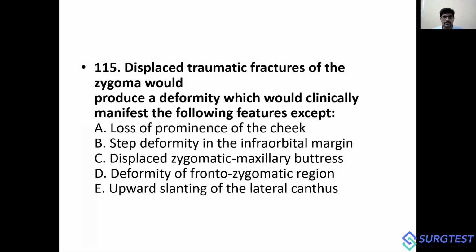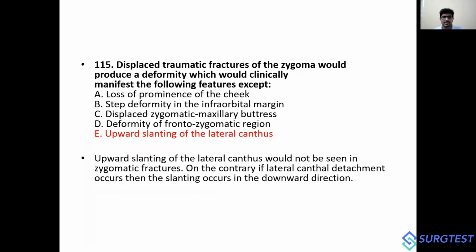Next question is, displaced traumatic fracture of the zygoma would produce a deformity which would clinically manifest the following features, except. They are asking about the clinical features of the zygoma: the loss of prominence of cheek, that is malar effacement, and the step deformity in case of infraorbital margin. If the fracture is associated with the IOR, then definitely the patient can feel a step in the margin of the infraorbital region. Displaced zygomatico-maxillary buttress is also a possibility. Deformity in the FZ region is also a possibility. And the upward slanting of the lateral canthus, that is not the answer. That is the answer where we have only the downward slanting is described.